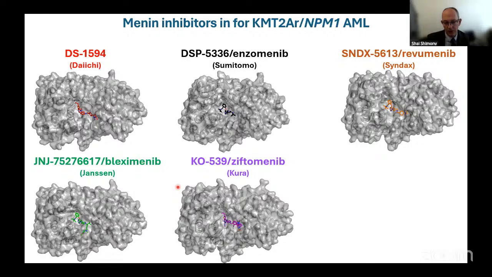There is a lot of interest. At the last ASH meeting, there was a whole session just about these menin inhibitors. They're a big excitement, and we're very happy to see their efficacy because, as I showed you, a third of our patients have NPM1. And so it's very common, and we want a drug that we can use in a lot of patients.